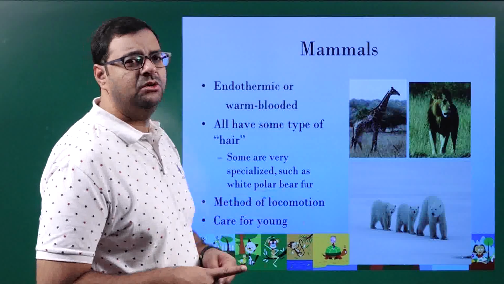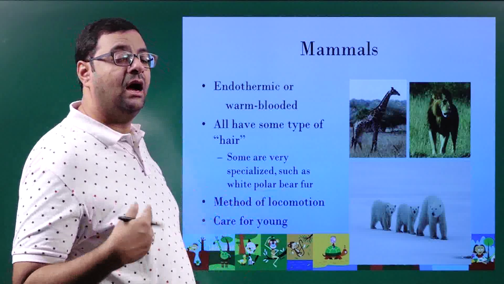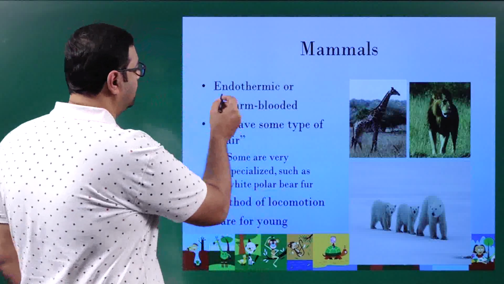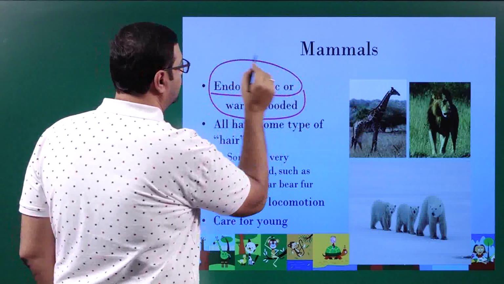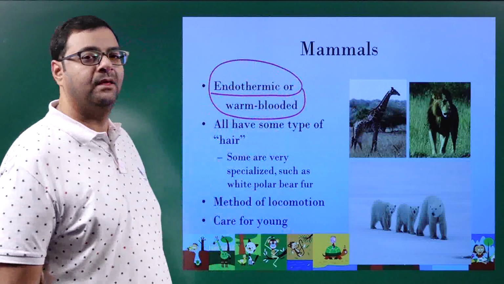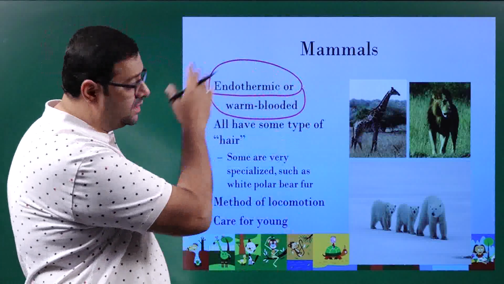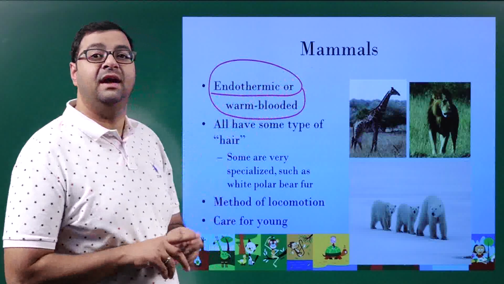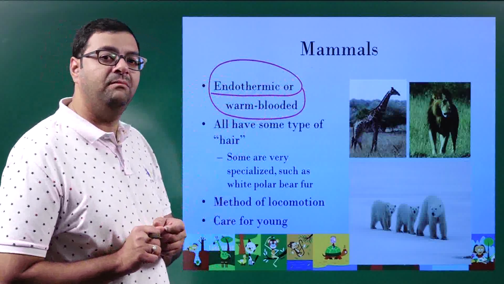Now coming to mammals. How have they adapted? We will see how they have adapted to their particular environment. Mammals, as you know, are endothermic, or warm-blooded. Mammals are always warm-blooded. I didn't tell you in the previous slide because I wanted to tell you under this heading.